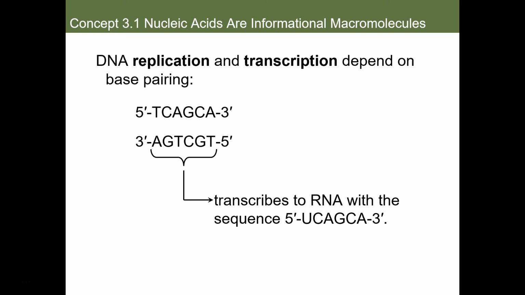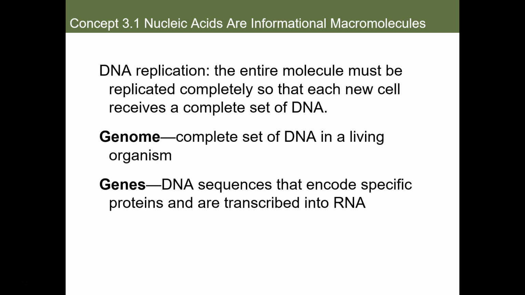Now, DNA's replication and transcription ultimately depend on base pairing. So, for instance, the sequence AGTCGT will be transcribed to an RNA sequence of UCAGCA. They complement each other, so wherever you see A, you put a U, and a C for a G. Now, in DNA replication, the entire molecule must be replicated completely so each new cell can receive its own set.